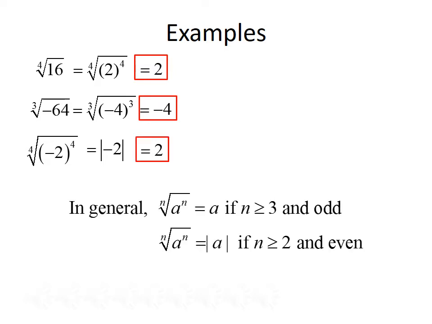So in general, if we have the nth root of a to the n power, that will simplify just to be a if n is bigger than or equal to 3 and is odd, and we'll have that the nth root of a to the n power is the absolute value of a if n is greater than or equal to 2 and even.